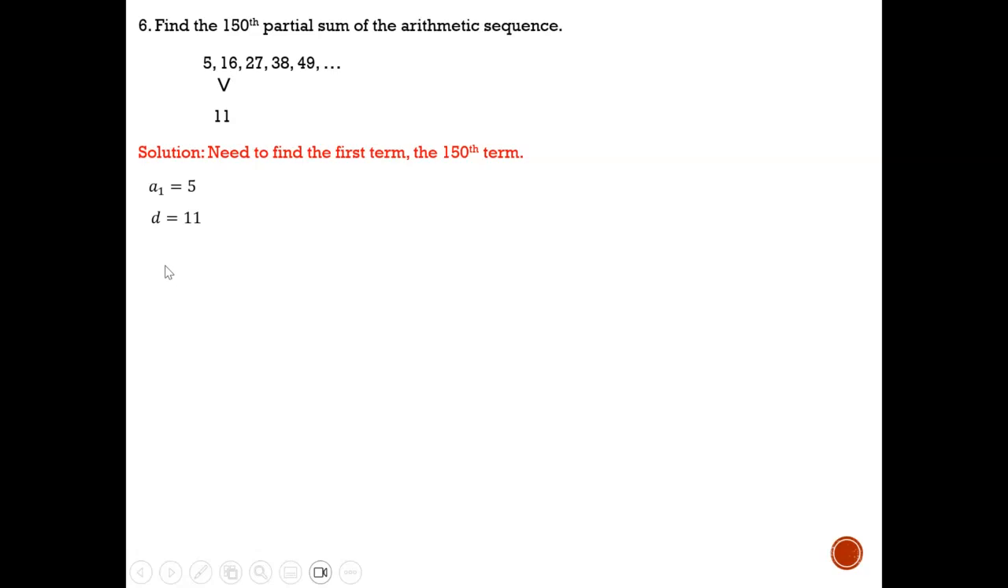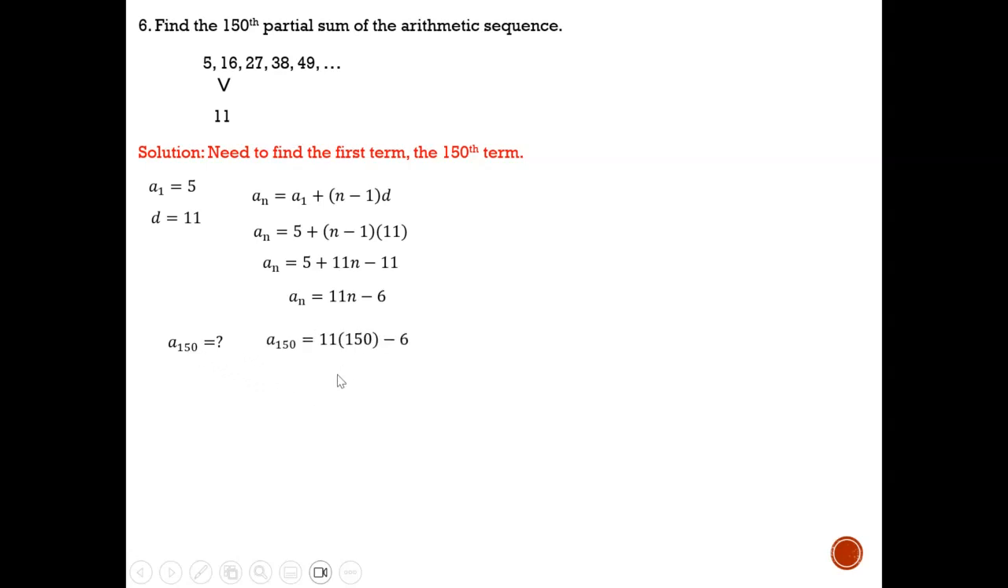So we have A1 and we have the difference, so we can come up with a formula. Let's plug in the values for A1 and for the difference. And now we distribute. We're going to get An equals 5 plus 11n minus 11. So An is equal to 11n minus 6. So this is my nth term formula. Now we have to find the 100.